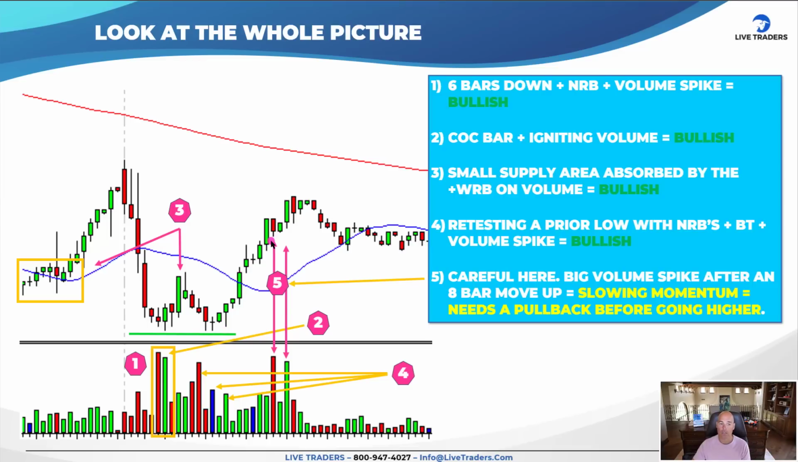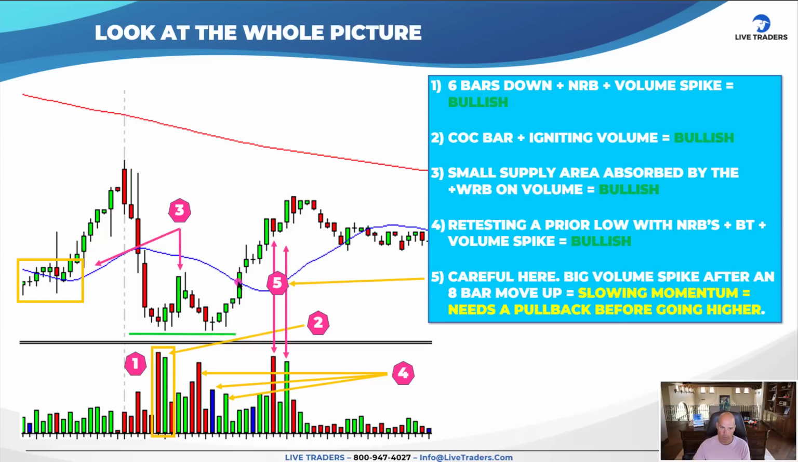It's going higher. So you should feel fairly good about nibbling. I don't know if I'd go crazy big here, but nibbling some and give it a little bit of room. Don't give it the green line. Give it just a little bit more wiggle room, and then boom, you get paid. Okay? Now 5. Big volume spike, red bar.